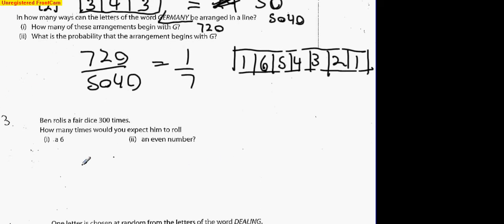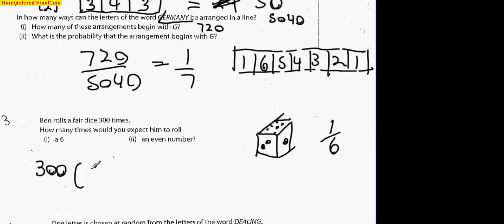Right. Ben rolls a dice 300 times. How many times do you expect him to roll a 6? Now, dice have 6 sides, and only one of the sides has a 6 on it. So every single time you roll a dice, you have a 1 in 6 chance of getting a 6. If you roll it 300 times and you multiply it by a 6th, you should get 50 times.